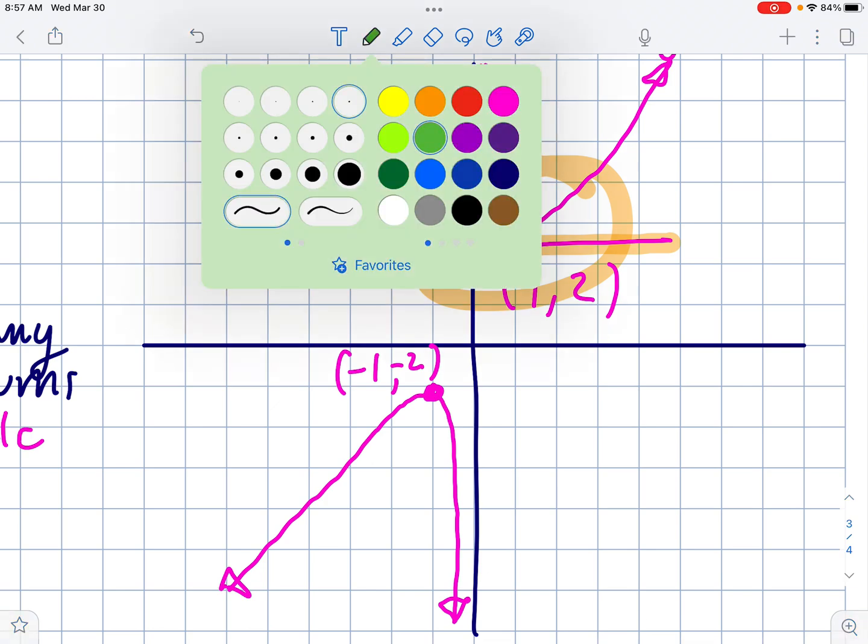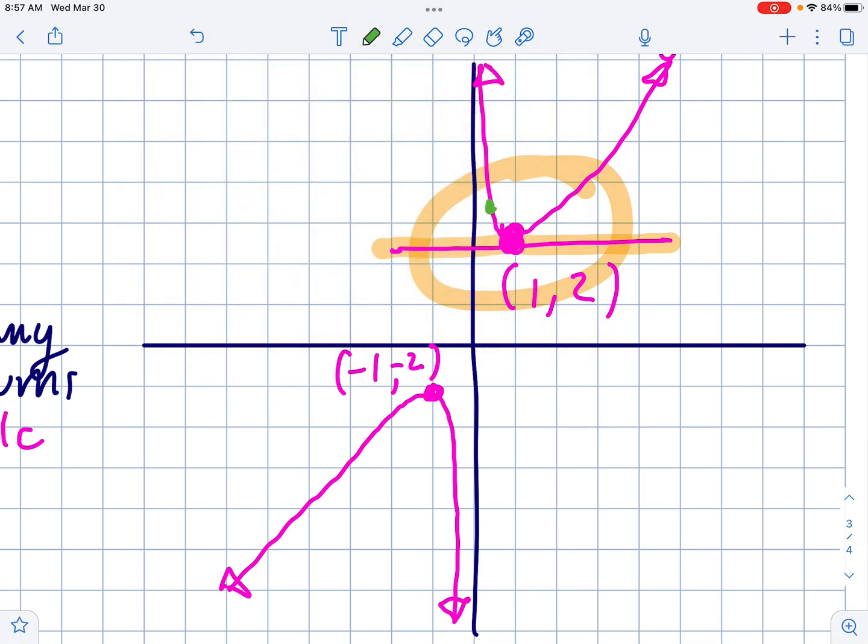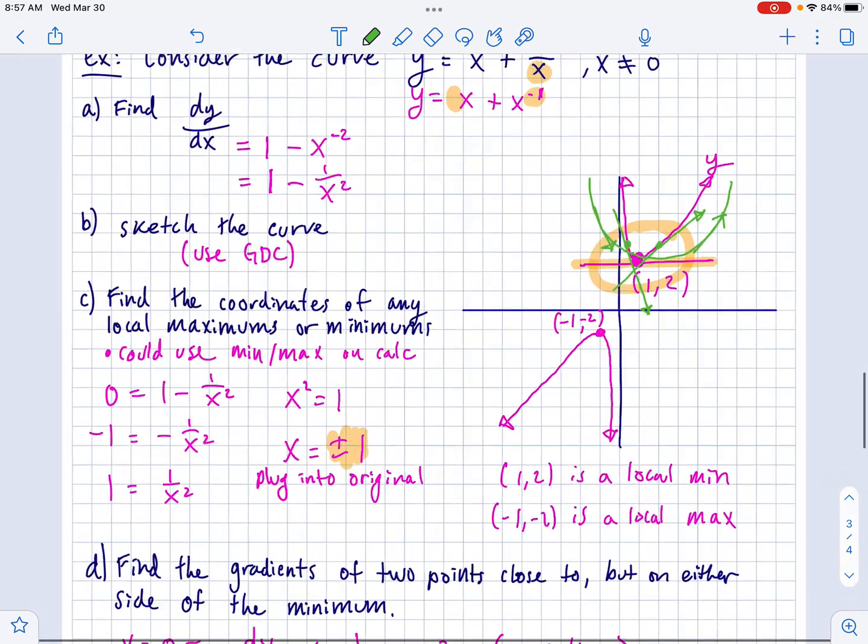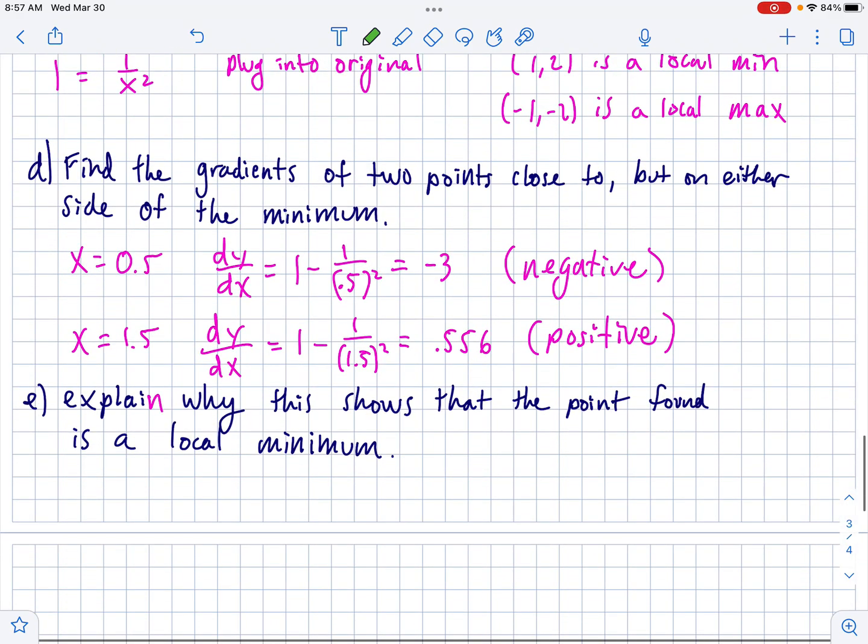Explain why this shows that the point found is a local minimum. Well, local minimums are where the slopes change from negative to positive. So what we found is that just to the left of that, the slopes were on a downward trend, and then just to the right of that, the slopes were on an upward trend. So whenever it switches from down to up, that means that it's a valley, it's a minimum.